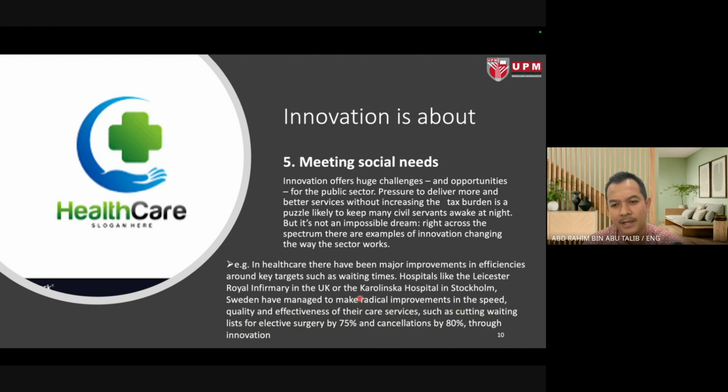Of course, there are many others. For example, you have apps to know when the bus will be coming to your bus stop, or apps that highlight that the next train or the next LRT will come in 2 minutes or 5 minutes, so you do not have to waste your time waiting, right? That's about social needs, and there are many other examples that you can find out there.